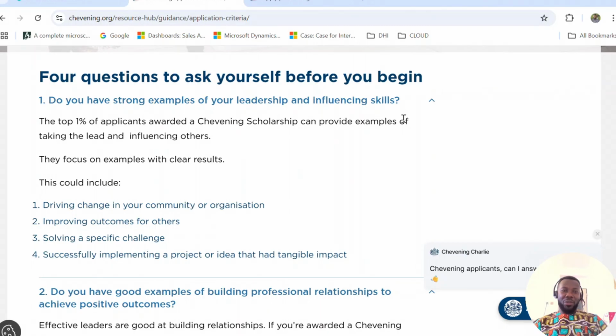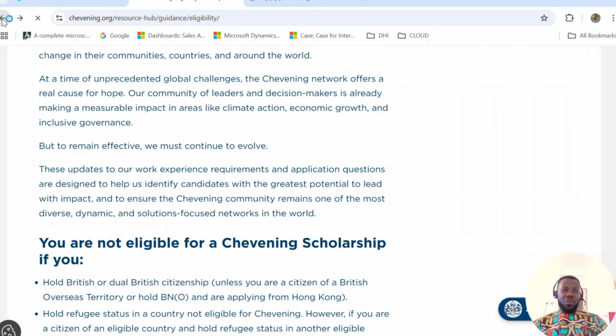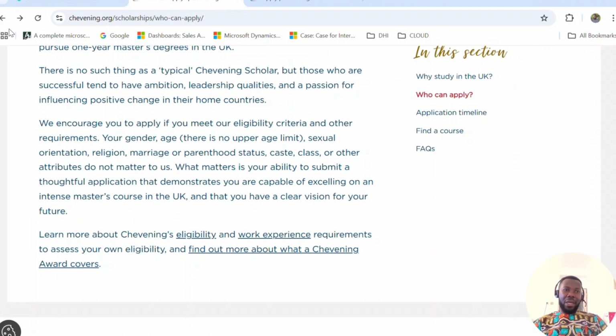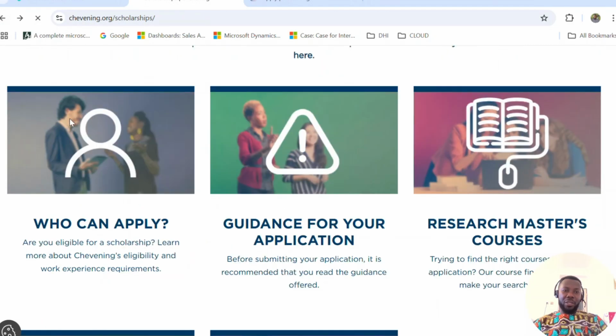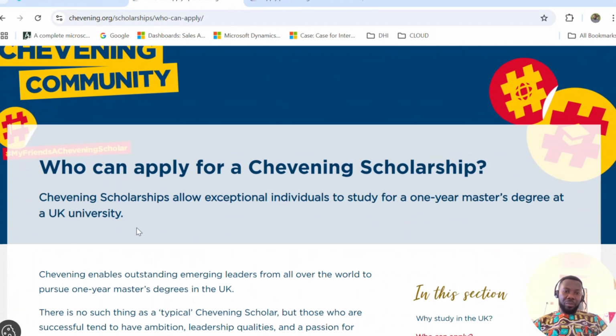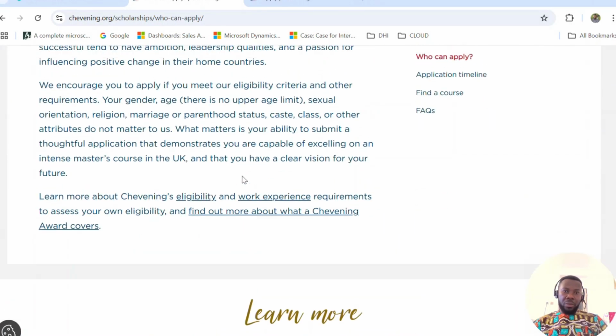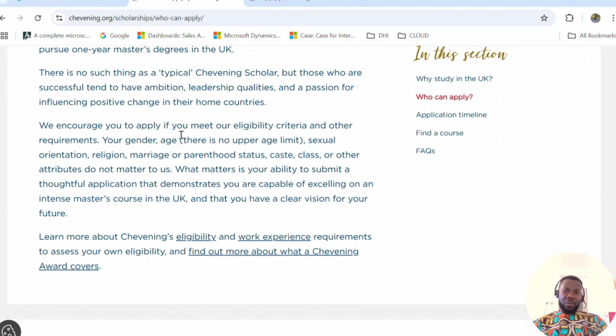So take note, don't just apply, but take time to understand what you are entering into and prepare adequately for it. Okay, that said, I think we should go back and check some other important aspects of the scholarship call and application processes. We have checked who can apply, and we checked the eligibility and work experience and all that.